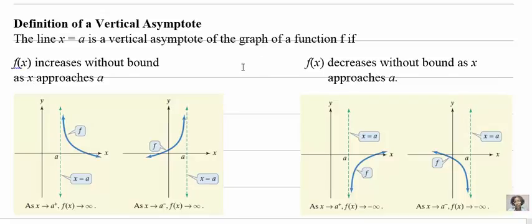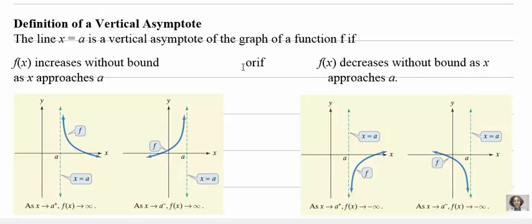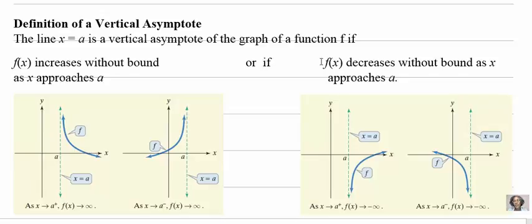Or if f of x decreases without bound as x approaches a. So notice here, as my x values get closer and closer to the x value of a, the y's become more and more negative. Here, as my x values get closer and closer to a coming in from the left, the y's also get very, very negative.